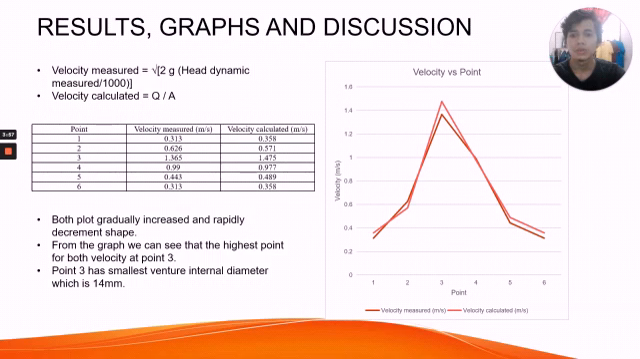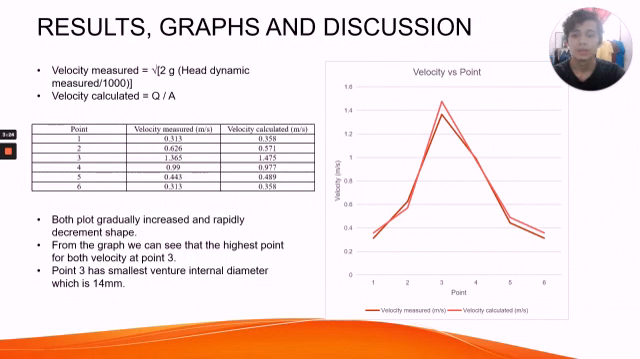Then we proceed to the data of measured and calculated velocity, which we get from the formula square root of 2g times head dynamic measure over 1000 for measured velocity, and Q over A for calculated velocity. A graph of velocity measure and velocity calculated is plotted from the data that we get from the calculation.